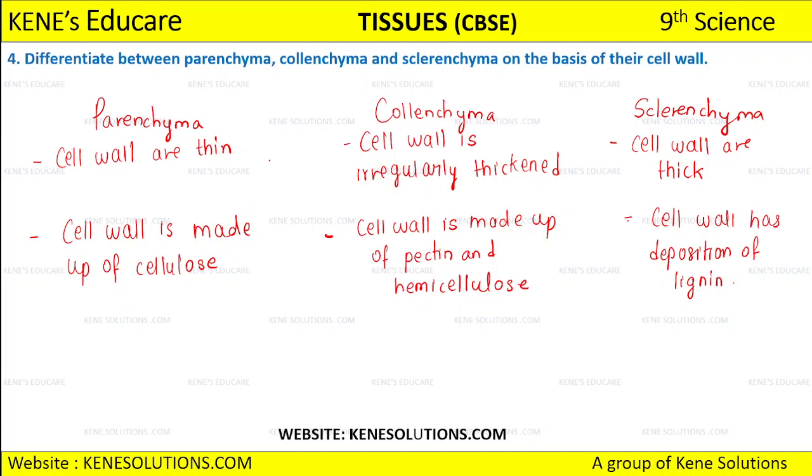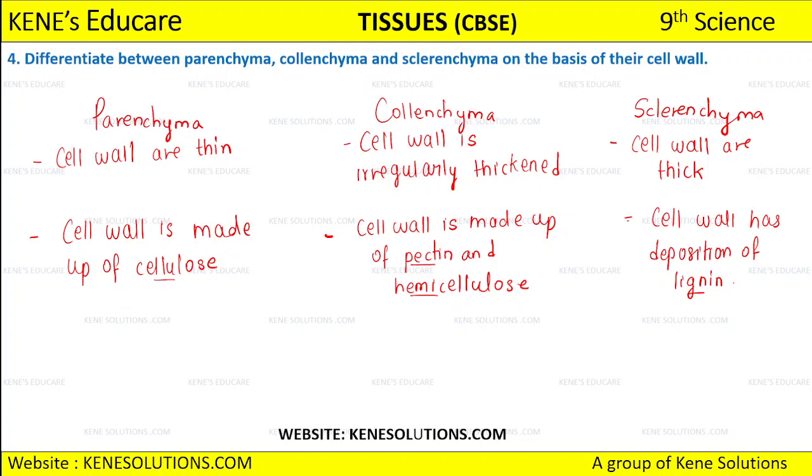ओके. पैरेनकाइमा का सेल वॉल किससे बनता है? सेल्यूलोज से बनता है. कॉलनकाइमा का सेल वॉल किससे बनता है? पेक्टिन एंड हेमीसेल्यूलोज से बनता है. एंड स्क्लेरेनकाइमा का सेल वॉल जो है, दैट इज फॉर्म्ड बिकॉज ऑफ द डिपोजिशन ऑफ द लिग्निन, and that is the only reason you will see that the husk of the cotton, that is the outer part of the cotton, is very much hard because it has sclerenchymatous tissue which is present there. Okay.